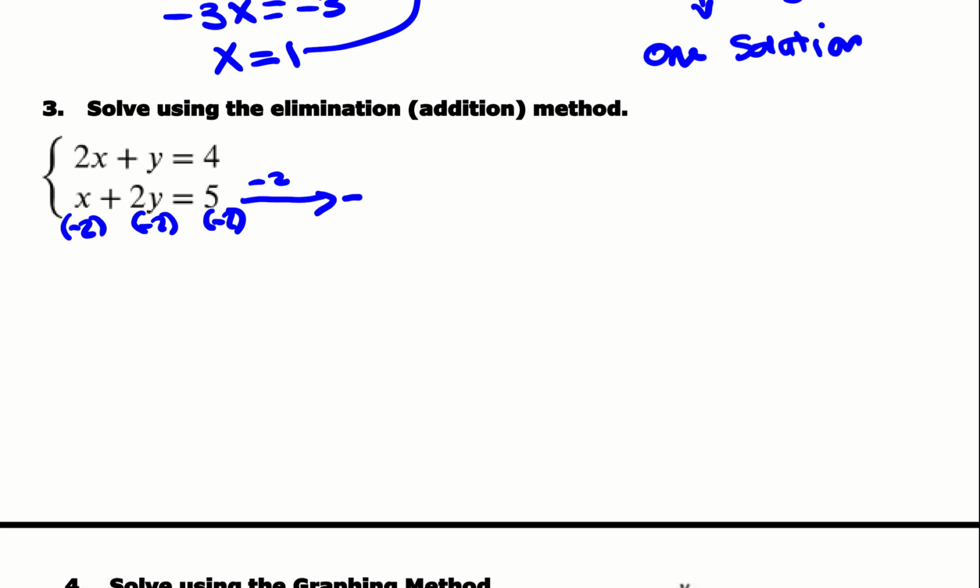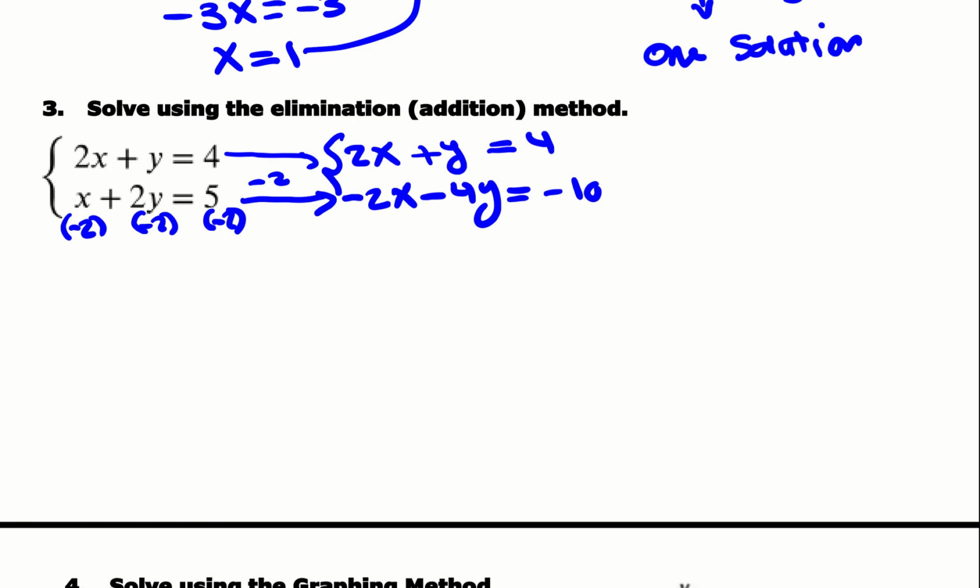So you end up with negative 2x minus 4y equals negative 10. And this one we're not going to be changing, so we're just going to rewrite it: 2x plus y equals 4. Now we have ourselves a new system, but it is going to have the same solution. But this is helpful because now watch.